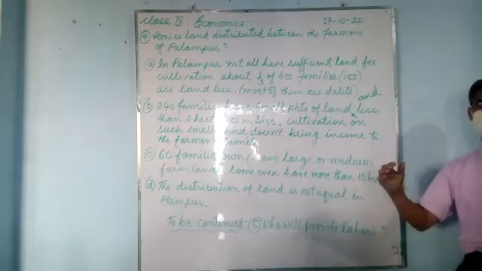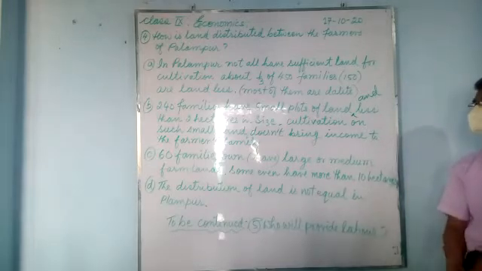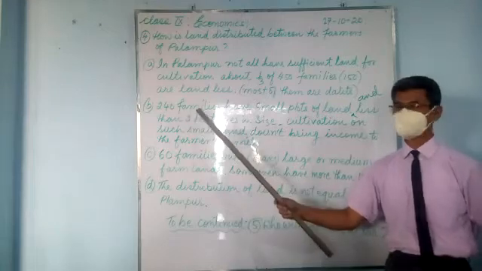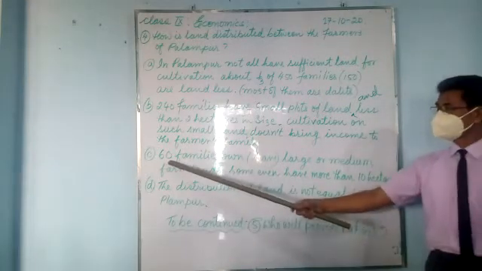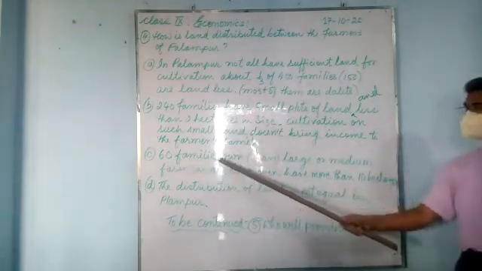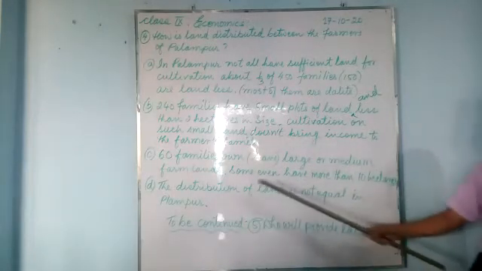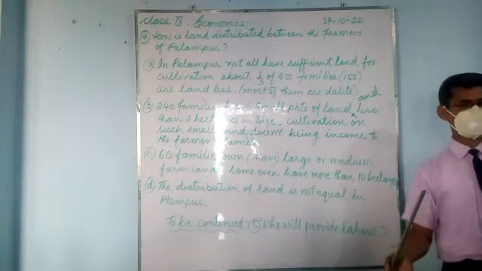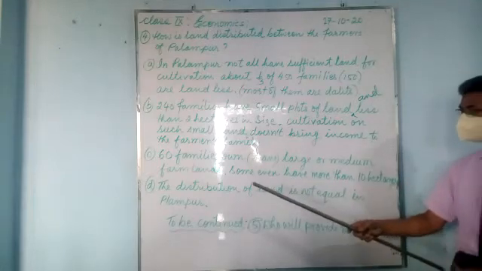So that means they have to work somewhere else also in order to add income to their families. They cannot depend on the land only for survival. Now, 60 families own large or medium farmland. Only 60 families are quite prosperous, quite rich, because they have big plots of land or medium plots of land.